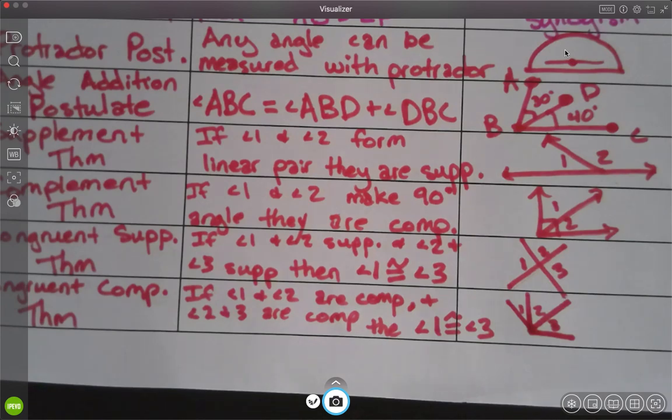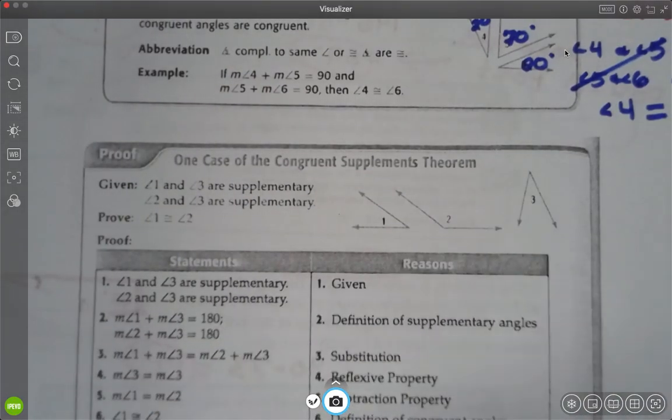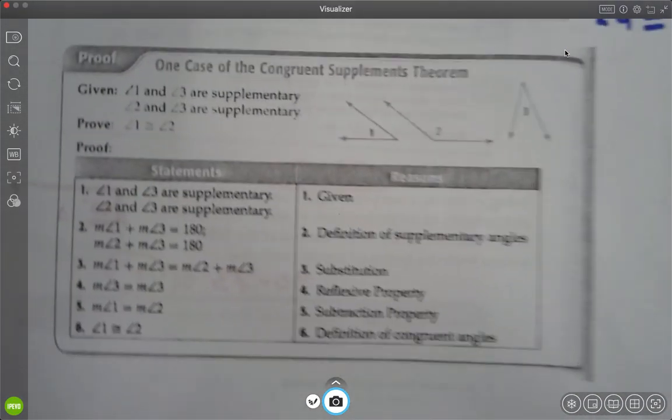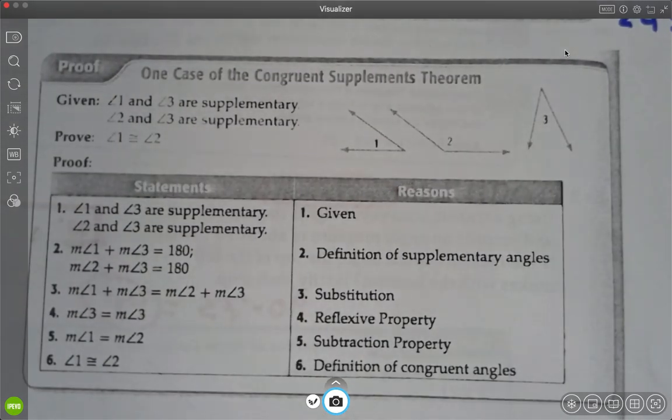Yes, the supplement one. Yep. On the bottom of that page, there's a proof of why that works. If you want to see that, you sure can. This one is a two-column proof, so this is set up really nicely. There are lots of steps to this. Six, actually. That's a lot of steps in a proof.